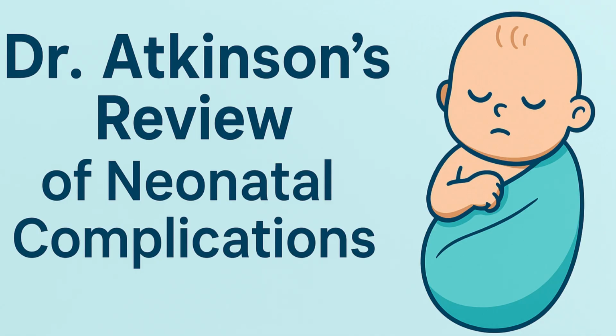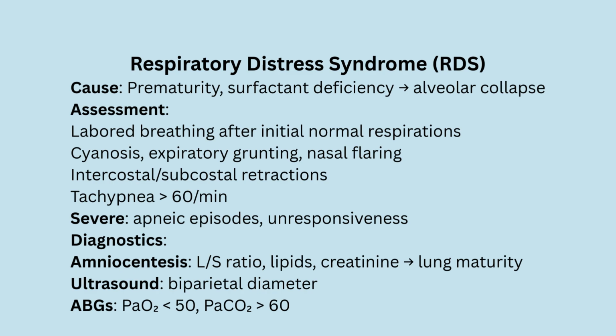Let's start with respiratory distress syndrome, or RDS. This condition is caused by prematurity and a lack of surfactant, the substance that keeps the alveoli open. Without it, the alveoli collapse and the baby struggles to oxygenate. Typically, the newborn may breathe normally at first, but soon develops labored breathing, cyanosis, grunting, nasal flaring, retractions, and tachypnea greater than 60 breaths per minute. Severe cases can progress to apnea and unresponsiveness.